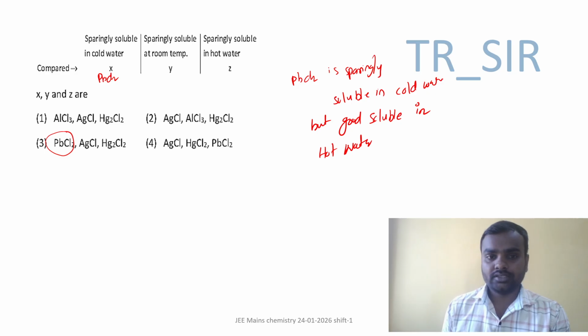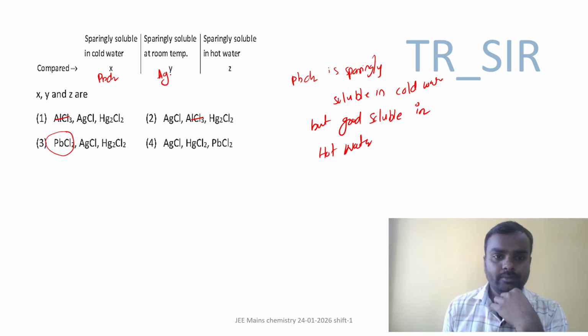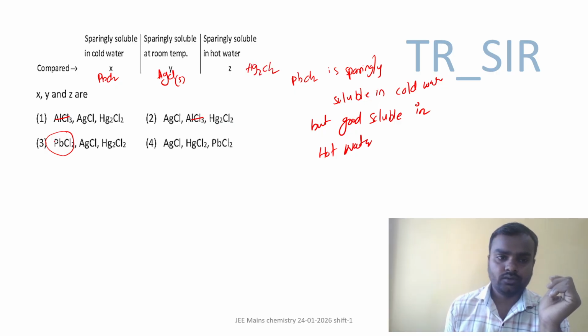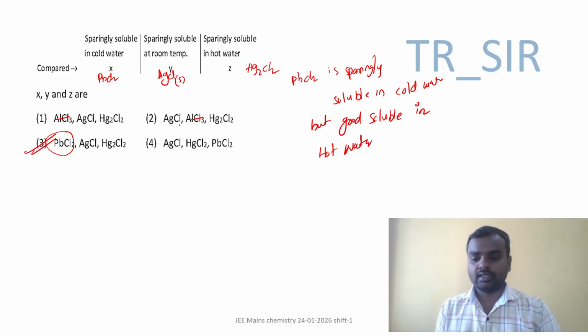Sparingly soluble at room temperature, silver chloride. So obviously AlCl3 will not come, guys. AlCl3 will not come, so ignore those two options. Then here AgCl will be a white precipitate, sparingly soluble. Mercurous chloride, Hg2Cl2, sparingly soluble. That is option C. You will be having the correct answer.